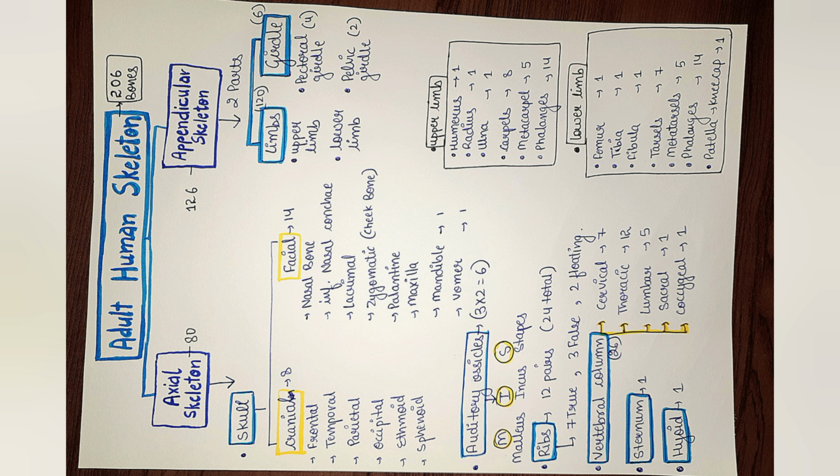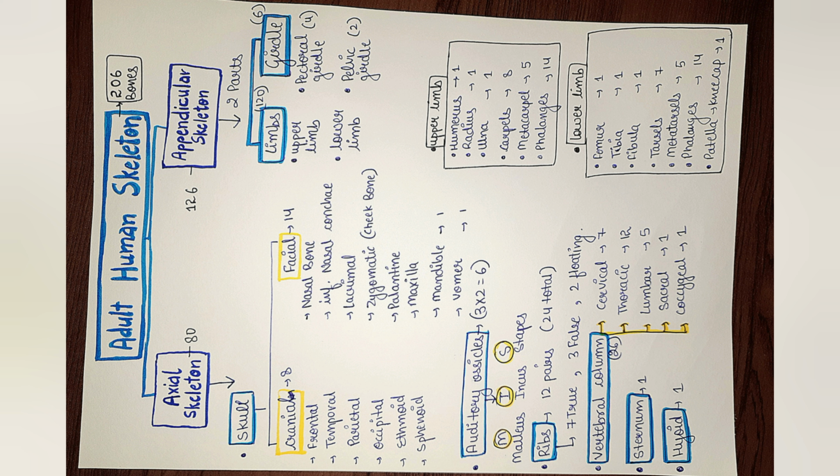Now coming to the appendicular skeleton, it consists of 2 parts, which includes limbs and girdles. Limbs are the upper limb and lower limb, which we also call extremities, our hands and legs, and girdles are the connection which joins axial skeleton to the appendicular skeleton. The girdle includes pectoral girdle, which includes 2 bones on one side, which are scapula and clavicle, and the pelvic girdle includes 2 bones, which are coxal bones.